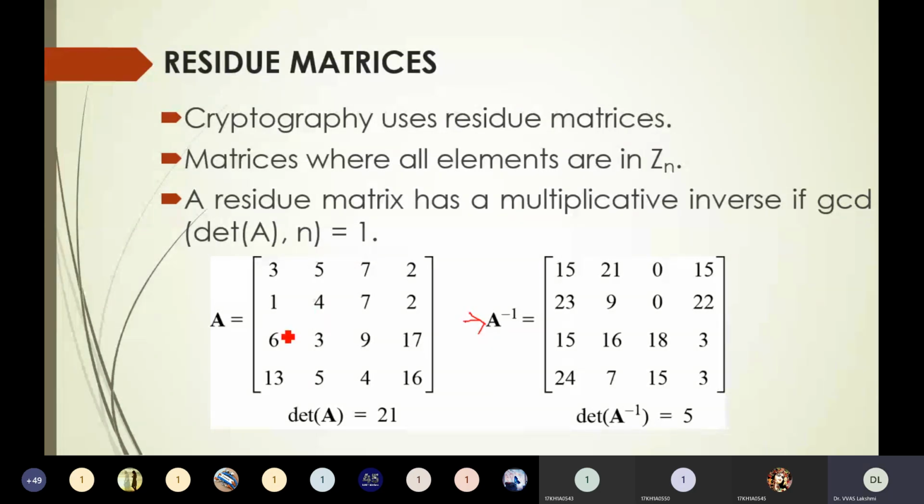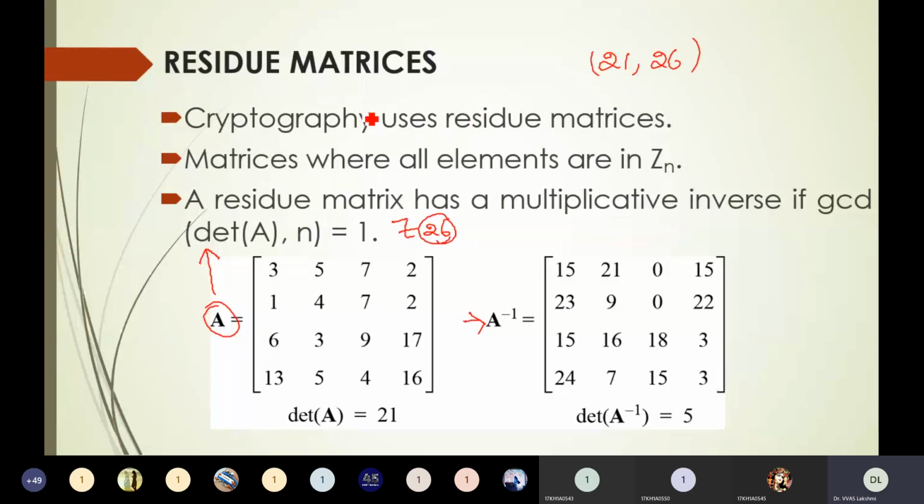So what is the determinant? First calculate the determinant value. This is the given matrix. First calculate the determinant value. So here the determinant value is 21. What is the value of n? Here we will take it as Z26, so 26 is the n value.